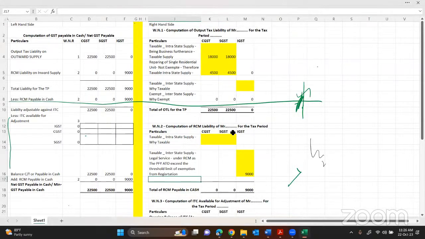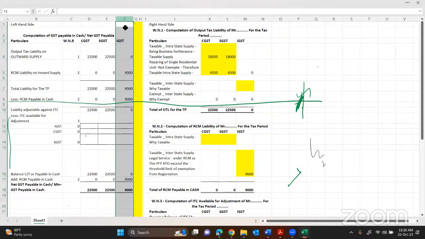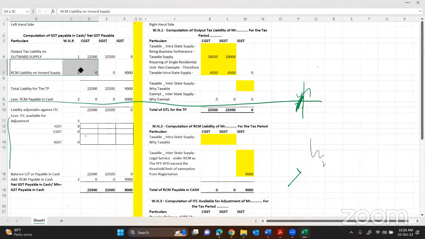It will take care. Now the liability is totally, there is no IGST liability. So this column will have no use. But nevertheless, RCM liability is there. So look at the final answer, my dear. 22,500, 22,500. RCM liability is getting substituted here. And total liability is this much. Less RCM payable in cash. You will get the liability adjustable against ITC. And this is where you need to now substitute the figures.